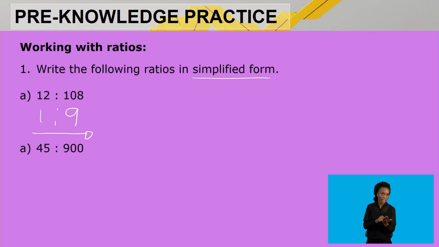Then number B, same procedure. You must leave your answer whereby it can no longer be simplified further. When you use your fraction pattern, 45 over 900, it will give you 1 is to 20. So this is a simplified form because you can no longer simplify these values.